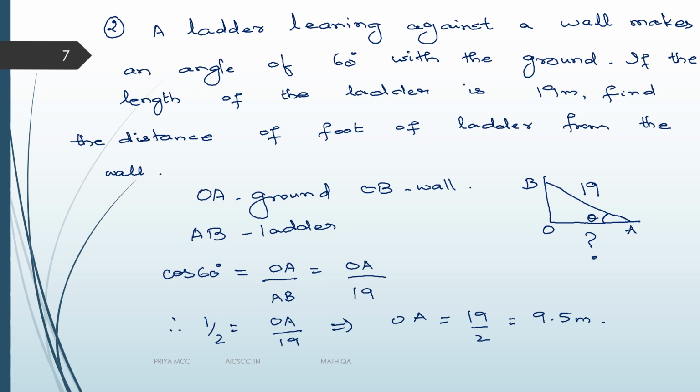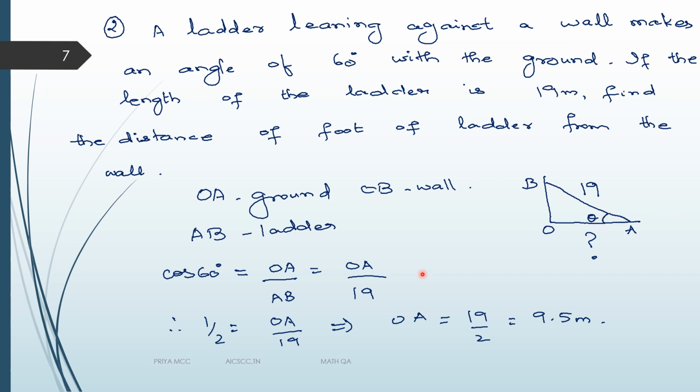Now, let me ask you another question. Suppose the angle was 30. What will happen? If the angle is smaller, the ladder will come down, isn't it? Yes, do you understand what is happening here? If I make this angle smaller, 30, then the ladder will move down, which means it will be further away from the wall.